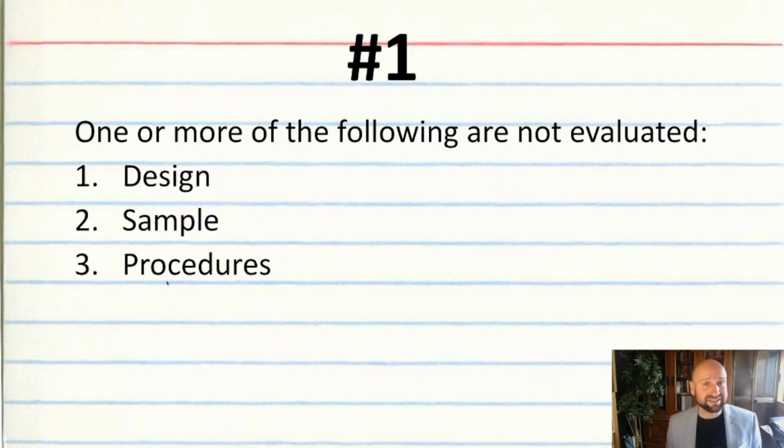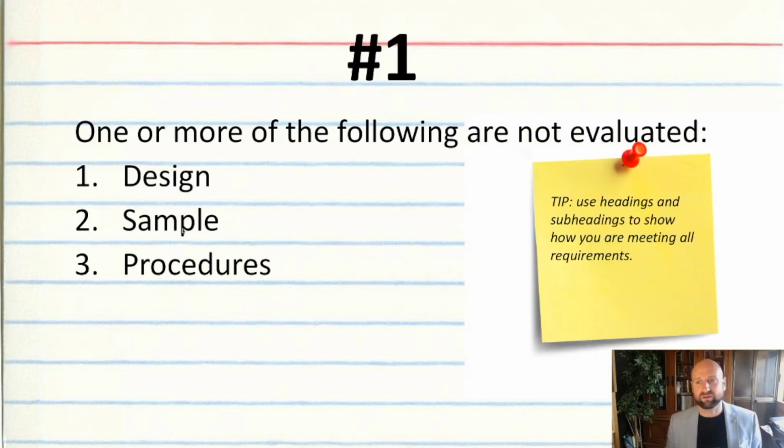Now, the rubric clearly says you need to include design, sample, and procedures: strengths, limitations, and modifications for all three. You can even use headings and subheadings, right? Evaluation of design, evaluation of sample, evaluation of procedures. Even if you do something like that, you're not going to get marked down for having subheadings. Just make it really, really clear that you are hitting all three criteria. So that's what I would suggest.